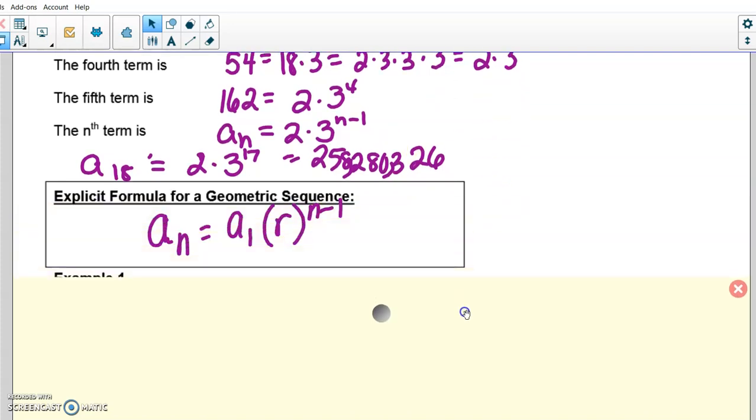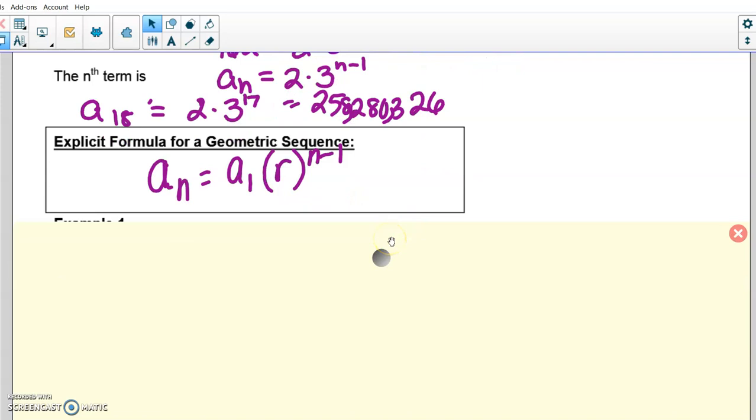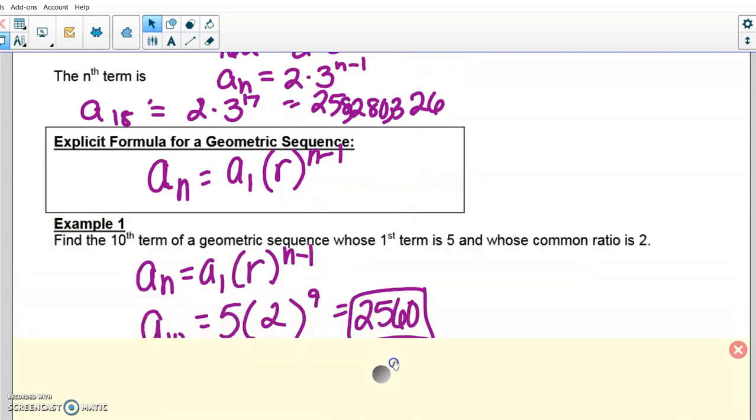So again, that leads us to this explicit formula for any geometric sequence. Whatever term you're looking for will always equal your first term, a sub 1, times your common ratio, times whatever term you need, minus 1. And that n minus 1 is the exponent.